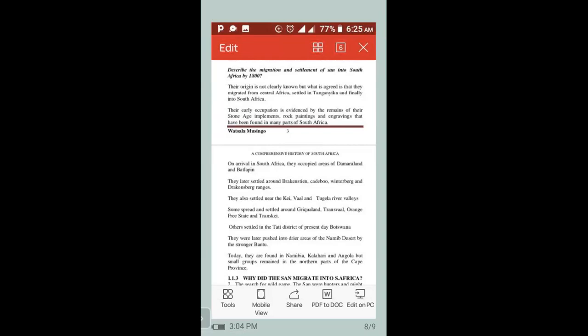Okay. So, describe the migration and settlement of the San into South Africa. Their origin is not clearly known, but what is agreed is that they migrated from Central Africa, settled into Tanganyika, and finally into South Africa. Tanganyika is representing East Africa, and when they ask us to give evidence, it's evidenced by the similar rock paintings in East and South Africa. Their early occupation is evidenced by the remains of their Stone Age implements, rock paintings, and engravings that have been found in many parts of South Africa.